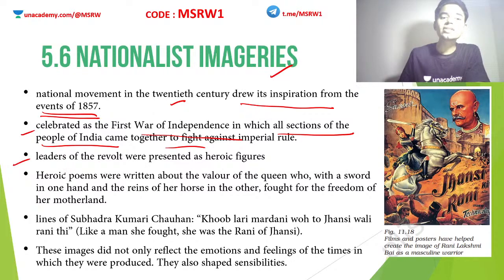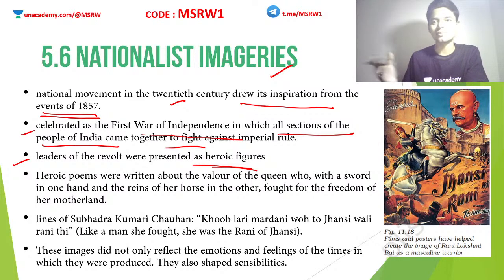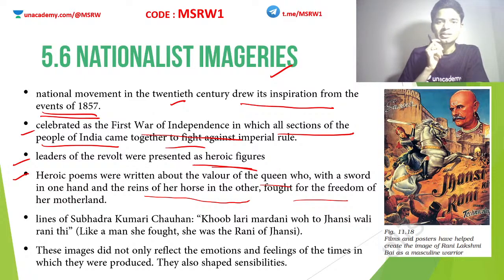Okay, so the leaders of the revolt were presented as heroic figures, just like British people presented Campbell, Outram, Havelock, etc. as their heroes. For Indians, heroes were Rani Lakshmi Bai of Jhansi, Tandia Top, Nana Sahib, etc. Similarly, heroic poems were written about the valor of the queen, who with a sword in one hand and the reins of her horse in other hand fought for the freedom of her motherland. So, Rani Lakshmi Bai of Jhansi. Okay, Jhansi Rani was presented as a very huge figure. Many poems were written on her.